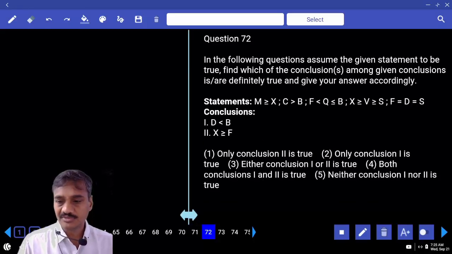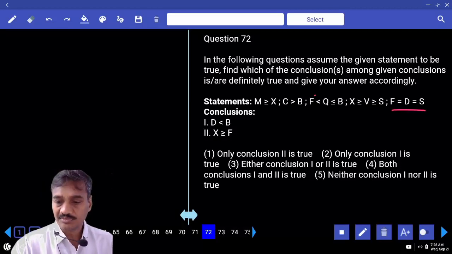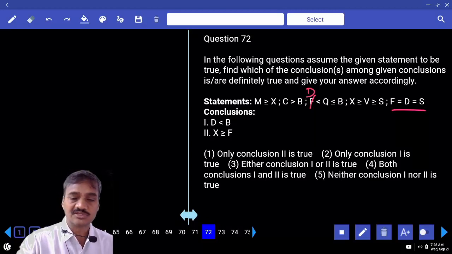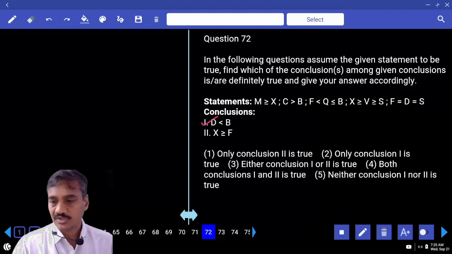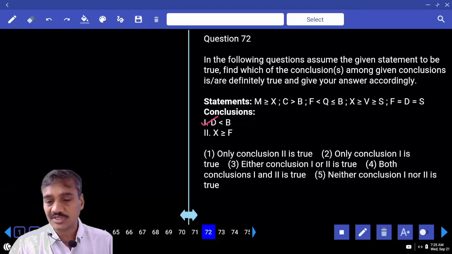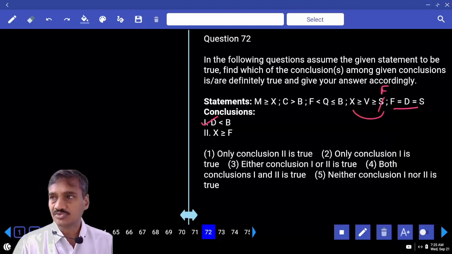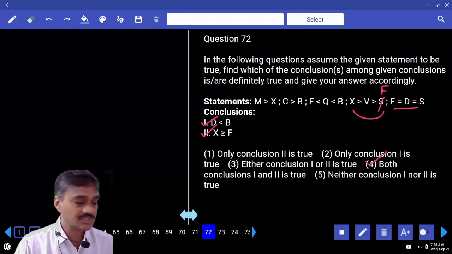Then D and B, the relation between D and B. D is here and B is here. F equals to D equals to S. Now in the place of F we can directly take D. Then D lesser than and lesser than or equals to means D lesser than B is definitely true. Then coming to the second one, X and F. Now X and F equals to D equals to S. In the place of S we can directly take F. Now between these two, which symbol is common? Greater than or equals to. Hence both the conclusions are true, both 1 and 2, that is given in choice 4 for question number 72.